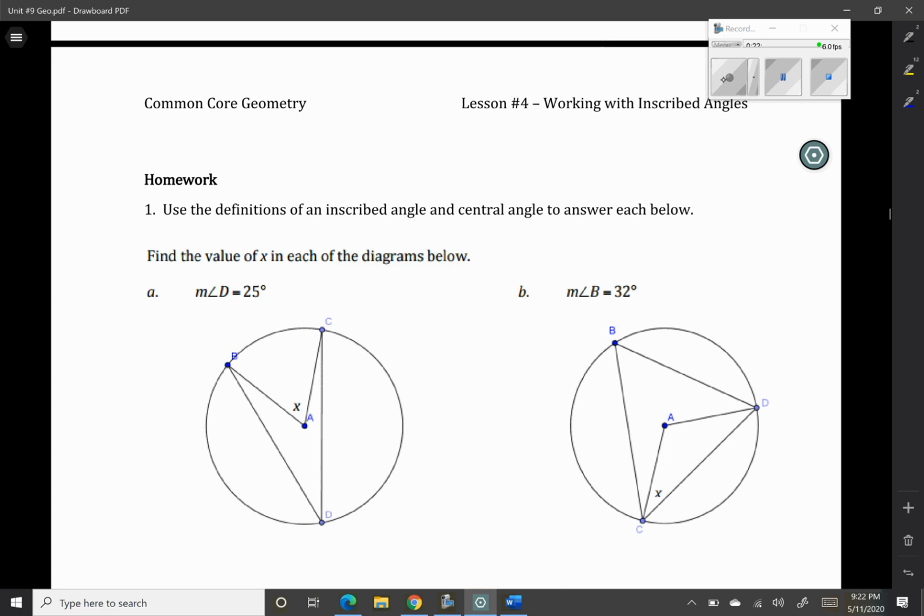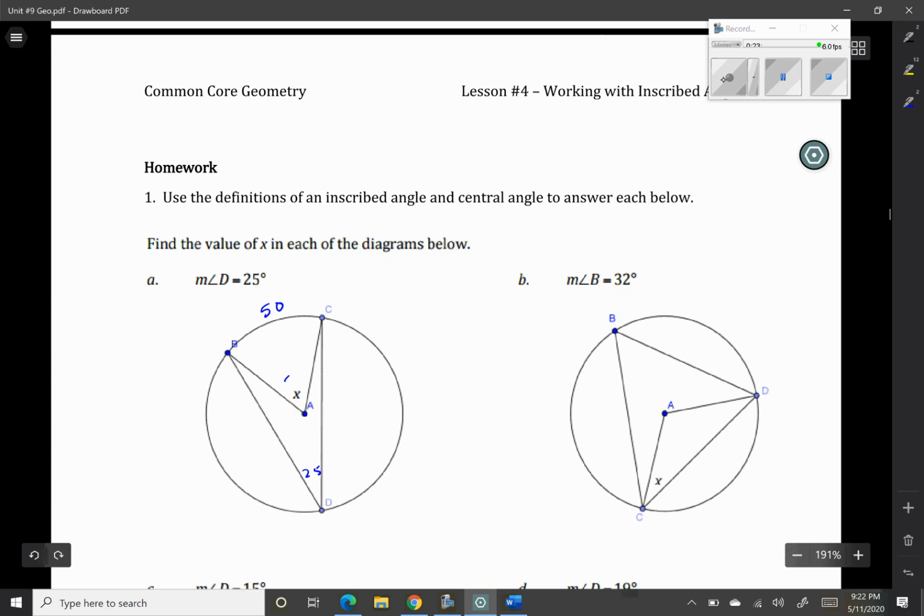All right, so hopefully you watched the video and you are now checking your homework answers. You're not just copying my answers down. So here's the first one. The first one says angle D is 25. That tells me that this inscribed angle is going to become an intercepted arc of 50. And if the intercepted arc is 50, guess what? The central angle is also 50. So in this case, X is 50 degrees.